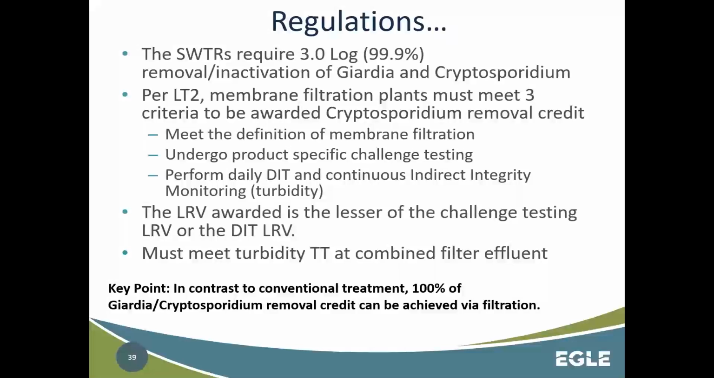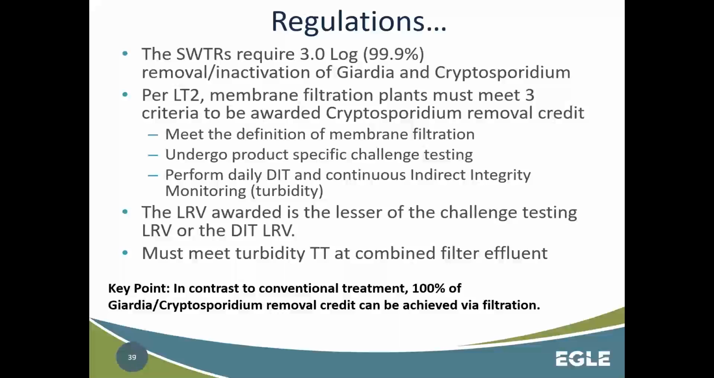All right, we are on the home stretch here. Every presentation wouldn't be complete without some comments on regulations. So let's talk about how the regulations apply to membranes. The surface water treatment rules require 3 log or 99.9% removal/inactivation of Giardia and Crypto. That is regardless of what technology you use. If you're treating surface water, you have to get 99.9% removal/inactivation.